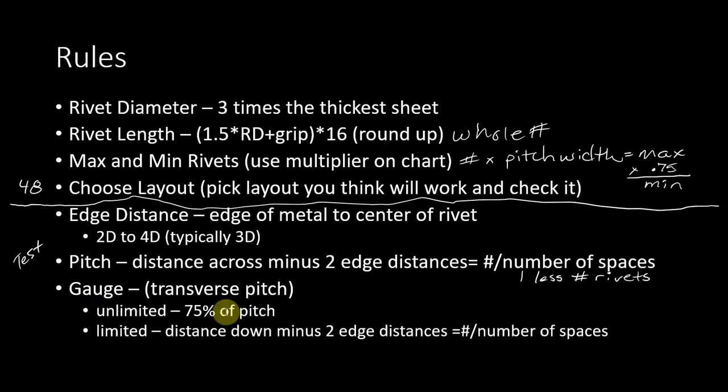And then gauge or transverse pitch. If it's unlimited, we typically use 75% of pitch. If it's limited, like I only have a couple inches that I can gauge across, I can't overlap it unlimitedly, then it's going to be the same as pitch, but going in the down direction. So distance down minus 2 edge distances gives me a number. Divide by number of spaces, which will be 1 less than the number of rivets in my rows.